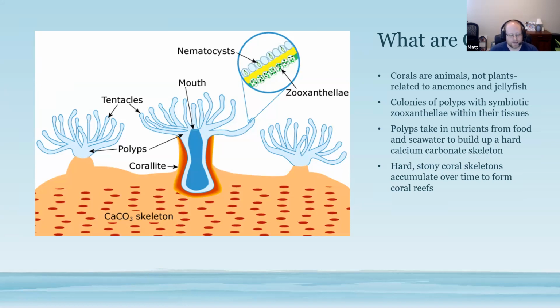Some people are unaware of that fact. They're in the phylum Cnidaria, the same phylum as anemones and jellyfish. They consist of colonies of polyps with symbiotic algae known as zooxanthellae within their tissues. This algae undergoes photosynthesis and shares its food product with its host. These polyps take in nutrients from food and seawater to build up their calcium carbonate skeletons, and these hard skeletons accumulate over time to create coral reefs.